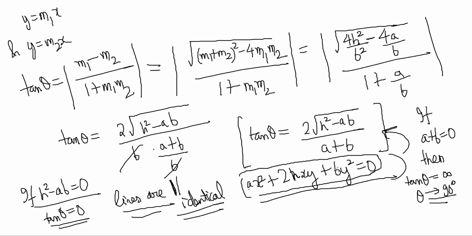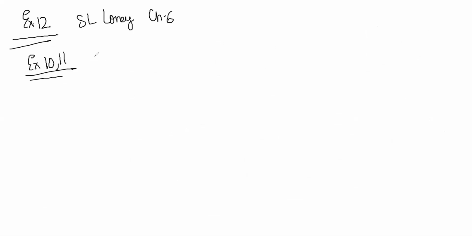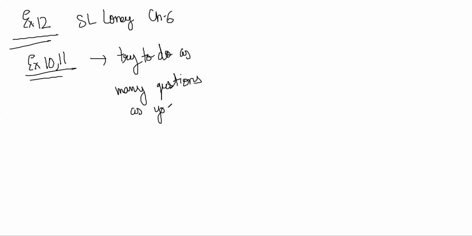And that will be our homework. So let's just write it, exercise 12 of Loney. This is chapter number 6, and previous exercises 10, 11 and all you should see, and try to do as many questions as possible, as much as you can, and go slowly, but make sure that you understand everything.